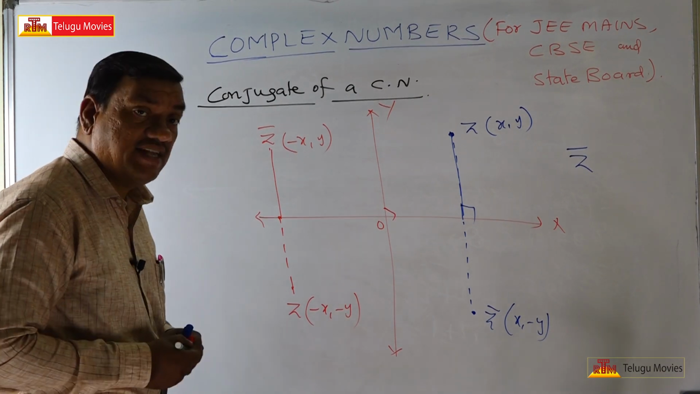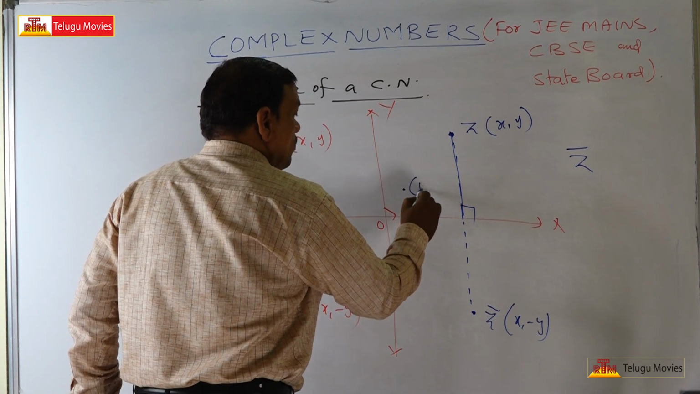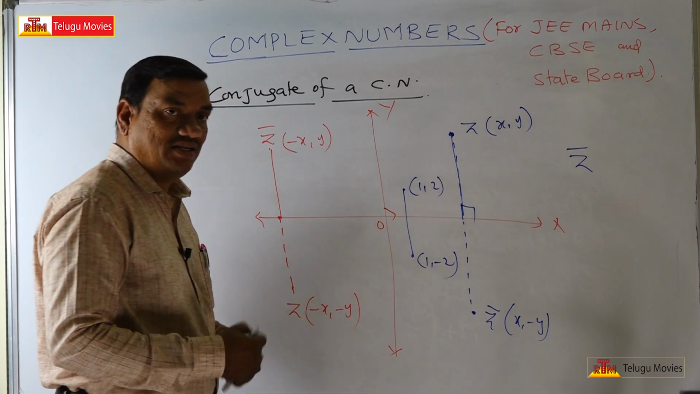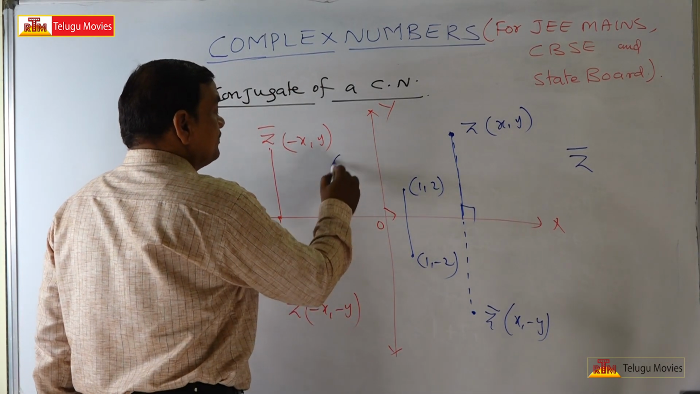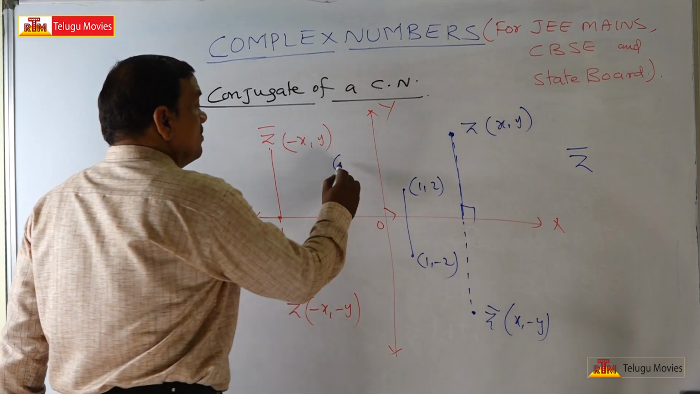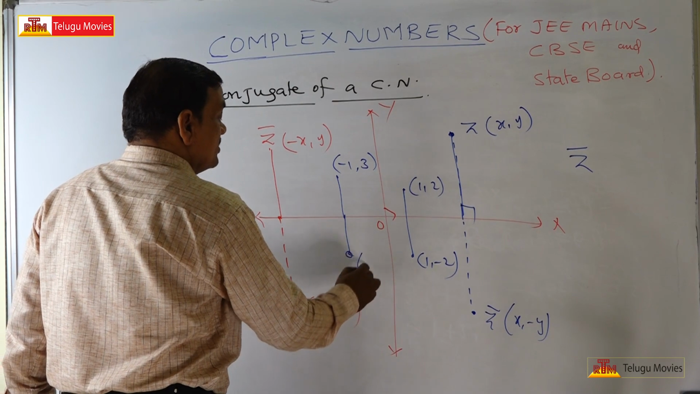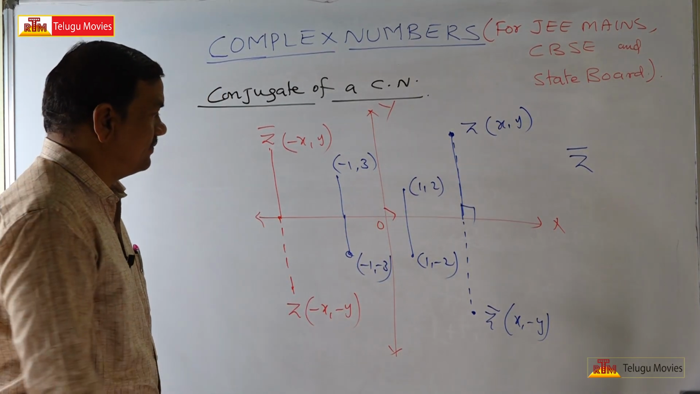Wherever the number is, take its image with respect to the x axis. If the number is (1, 2), its conjugate is (1, -2), its image. For example, if your number is (-1, 3), its image will be (-1, -3) with respect to the x axis.